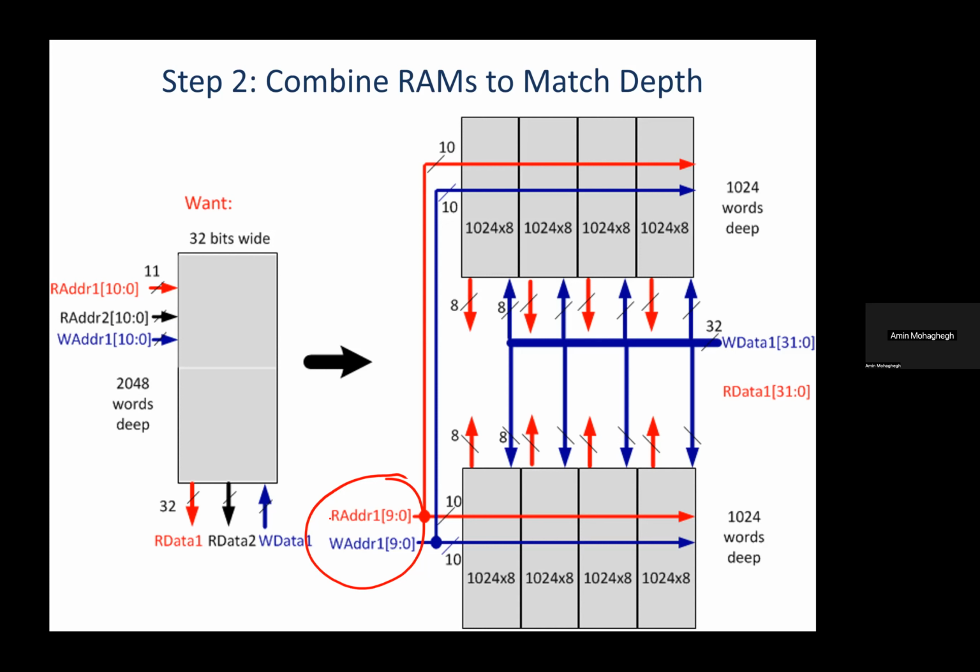I'm showing the write path in blue. I've got a write address that I've hooked up to all of the RAMs, the bottom 10 bits of the write address. I also need my write data. I've got a 32-bit write data, that's my word, and I'm hooking up 8 bits to each one of these RAMs, and I also hook up 8 bits to each one of these RAMs. So it goes to both groups of memory, and it sends 8 bits to each one of the physical RAMs in that group to make up the 32-bit word.